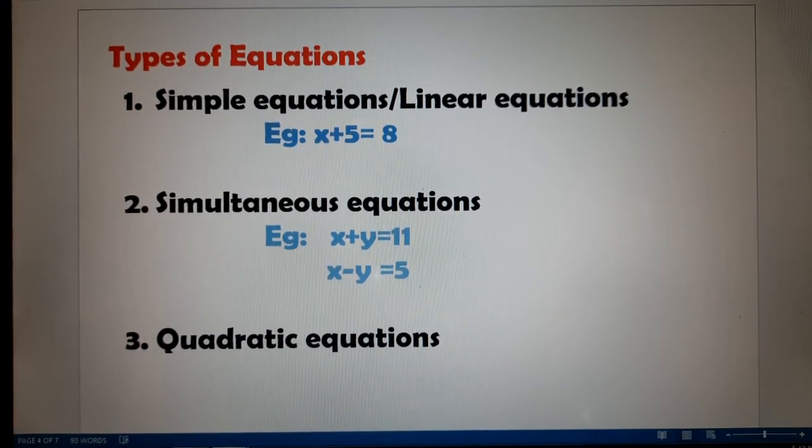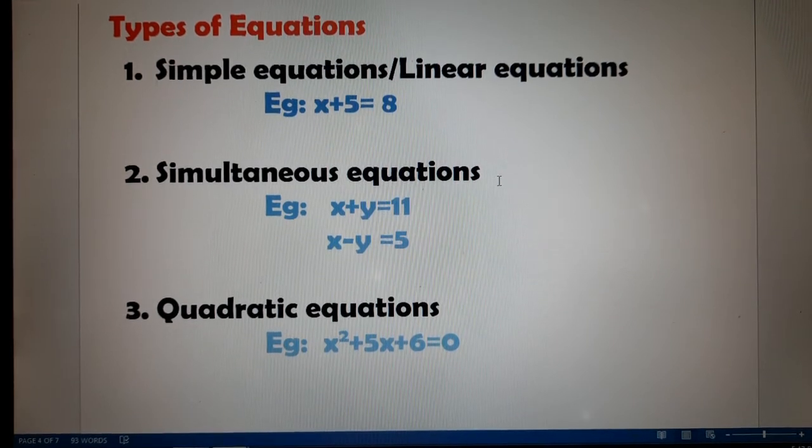Simultaneous equations. Here you are given two pairs of equations. They are having two variables. In this example, you can see x plus y equals 11, x minus y equals 5. Two equations and two variables. So when you solve a simultaneous equation, you have to find the value of two variables.